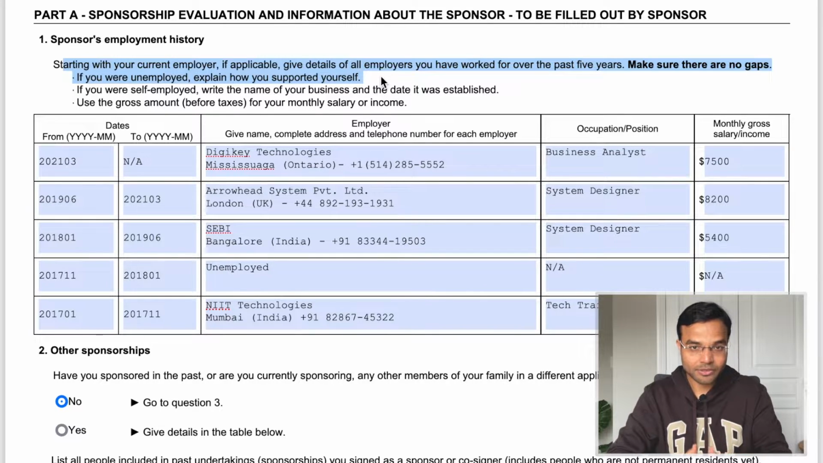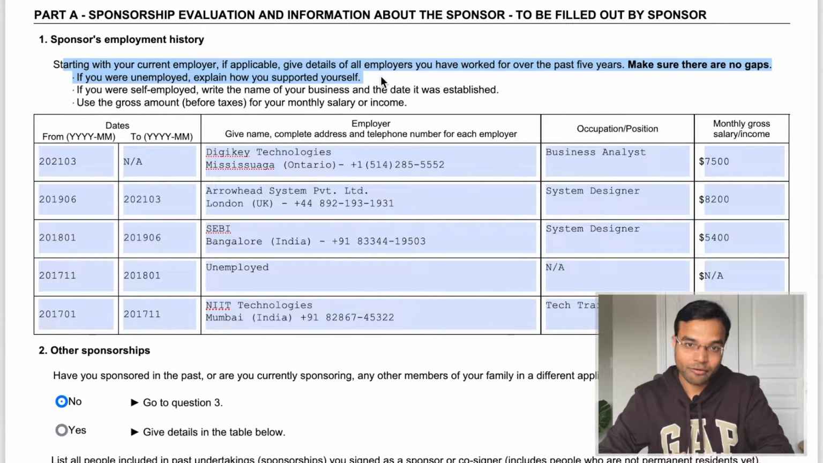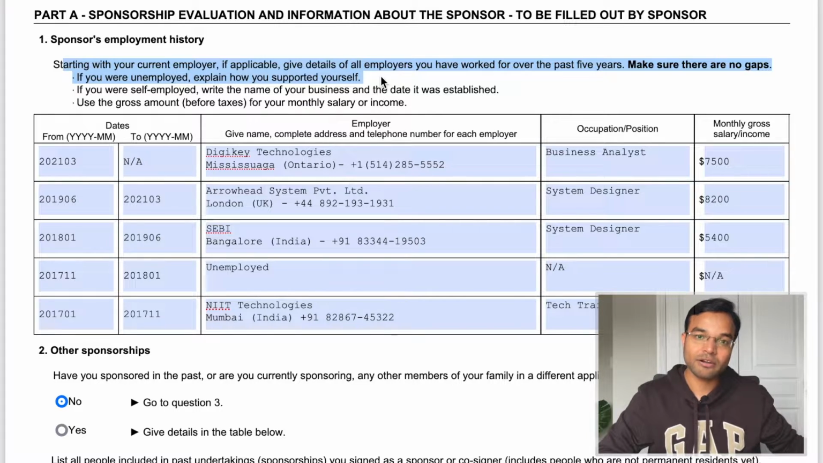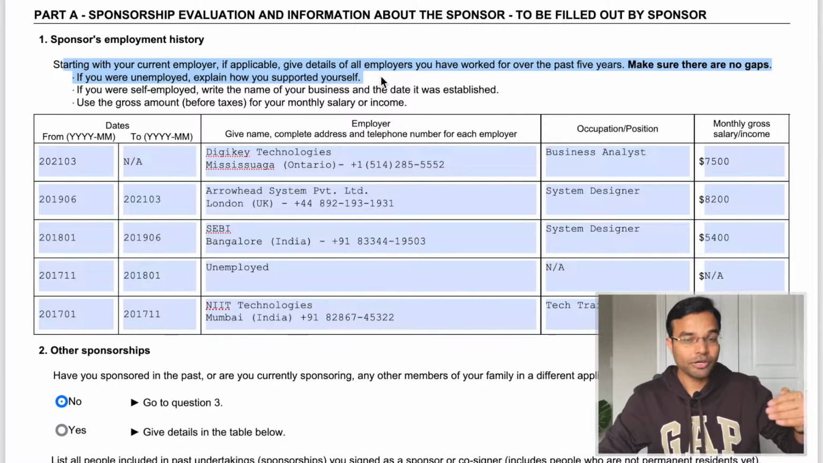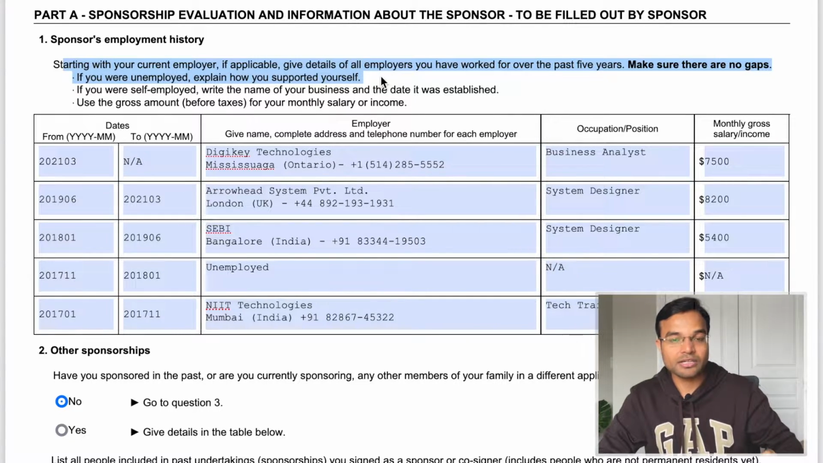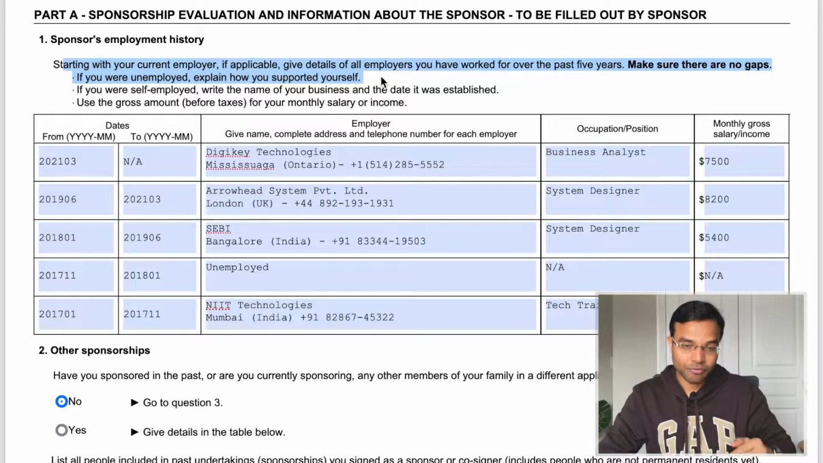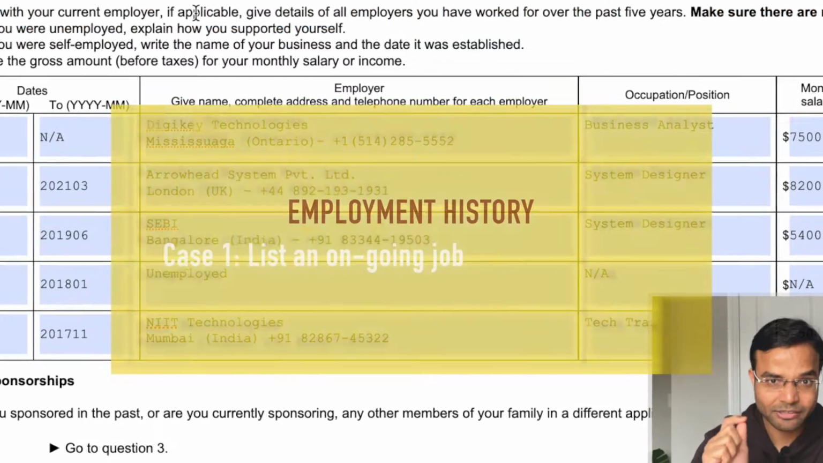So if you're filling up this form in December 2022, you have to go full 5 years back and start from December 2017. We'll talk about what are the different scenarios and circumstances that you have to handle in this particular section. So let's take the first scenario.